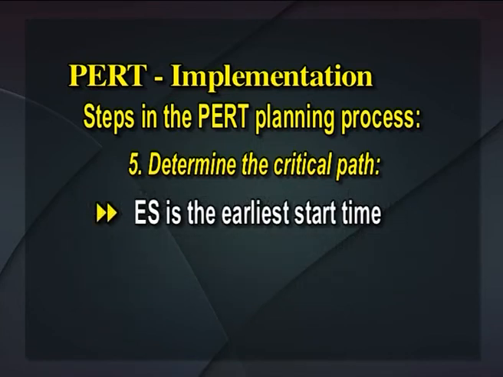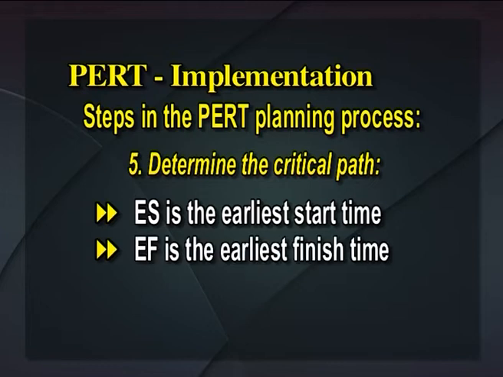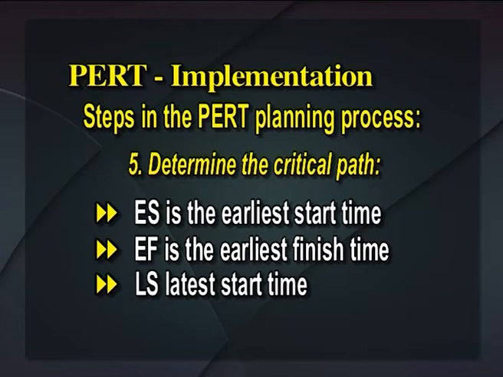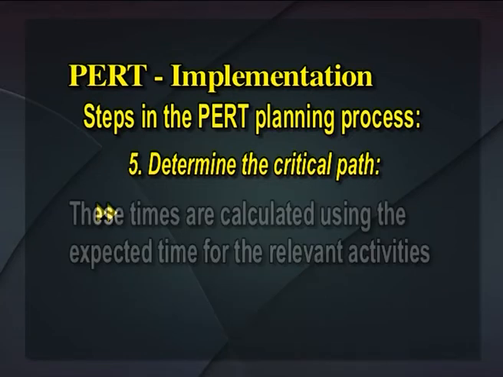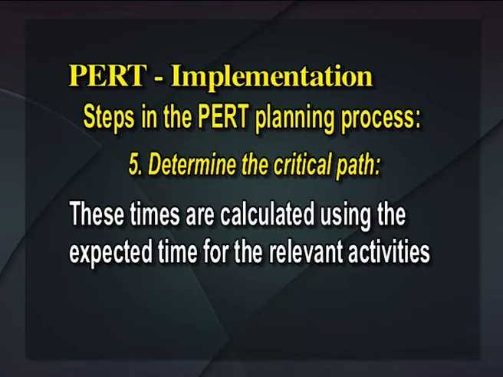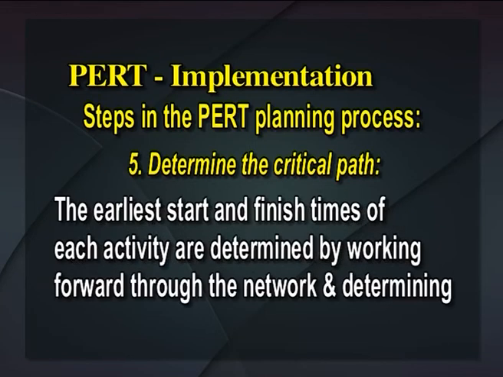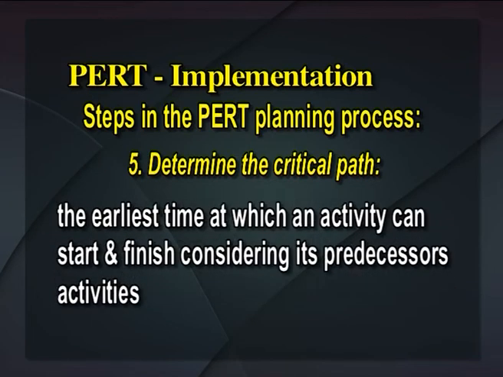ES is the earliest start time, EF is the earliest finish time, LS is the latest start time, and LF is the latest finish time. These times are calculated using the expected time for the relevant activities. The earliest start and finish times of each activity are determined by working forward through the network and determining the earliest time at which an activity can start and finish considering its predecessor activities.